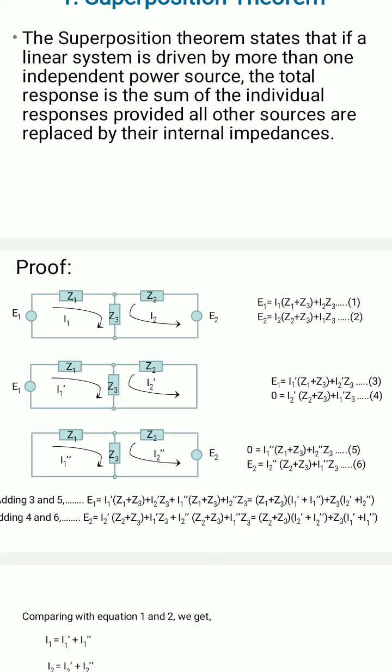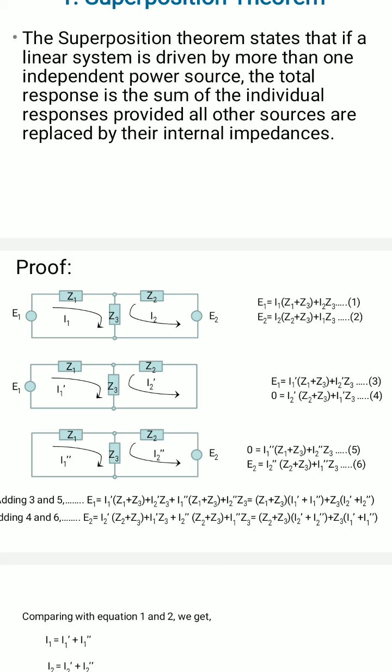Now E2, what is E2? E2 will be I2 into (Z2 plus Z3). So the second loop is completed, and then I1 into Z3 is added. So equations 1 and 2, I hope you understand, come from applying Kirchhoff's second law. This gives the voltages E1 and E2. Now by the superposition theorem, you remove all these sources except one source. So we remove the source E2 with its internal impedance.